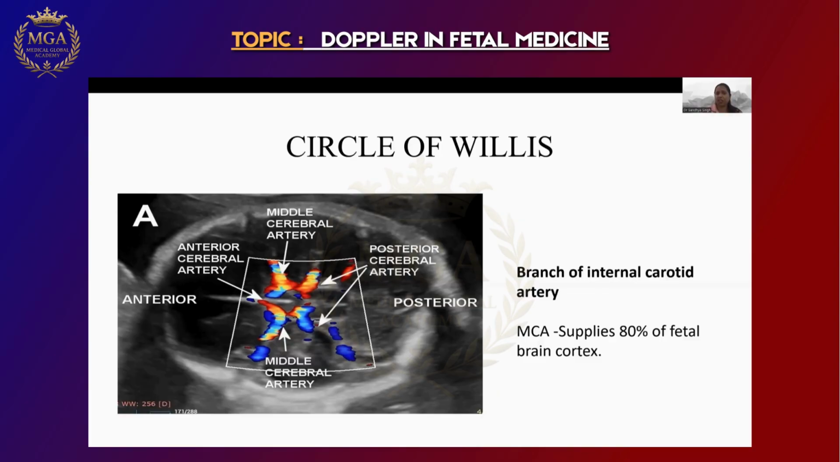There are various arteries: anterior, middle, posterior, so many. But for fetal medicine purposes, the artery which we study is the middle cerebral, which supplies 80% of the brain cortex. That is why we use that. This is one reason. The other reason is that for any Doppler, we want an angle of 0 degrees. This artery is going straight, so when you put the Doppler, you get an angle of 0 degrees. This is another reason why the middle cerebral artery is preferred.